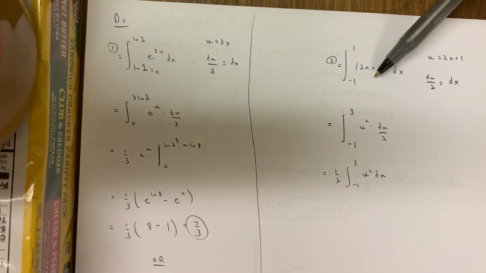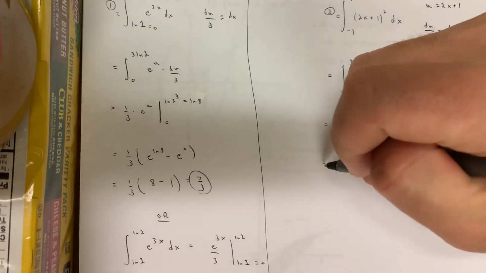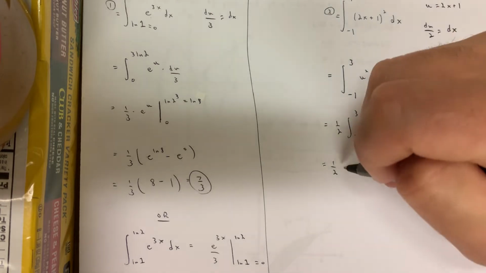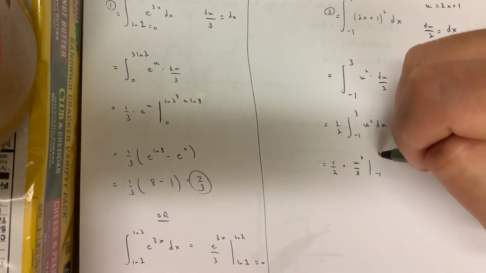And on the AP exam, sometimes it's like a part 1 problem. They want to know which of the following is an equivalent integral. It's not just about evaluating and getting the answer. You want to handle everything here. Let's integrate u squared, u cubed over 3. Evaluate it from -1 to 3.